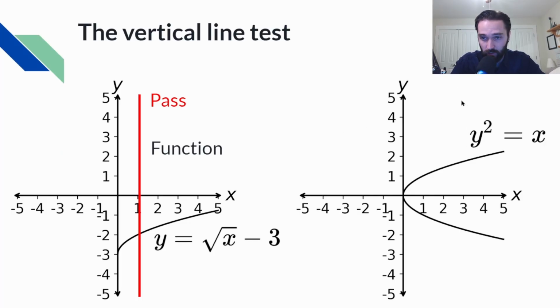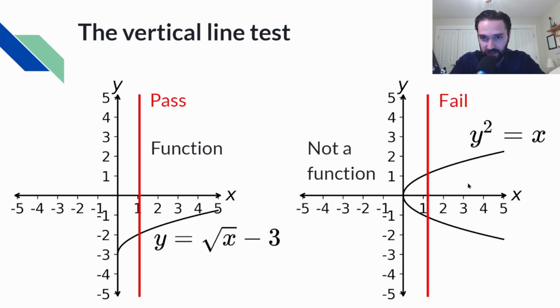How about this graph on the right? Does this represent a function? That's the question. And we say no, it's not a function because of this vertical line here. It's hitting the graph in more than one spot, so it fails the vertical line test. Therefore, y squared equals x is not a function.